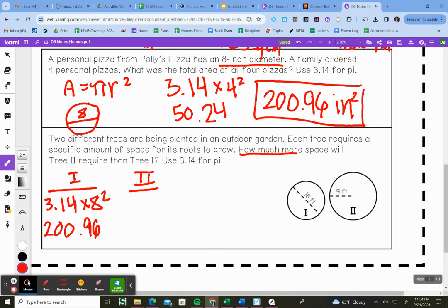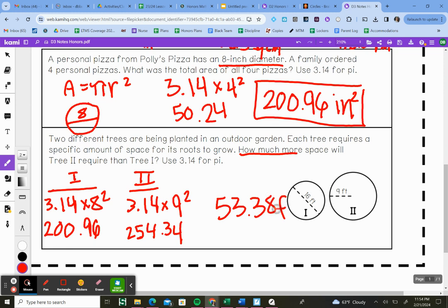Okay. Tree 2, 3.14 times 9 squared. So 3.14 times 81, that would be 254.34. And then I'm just going to take that minus 200.96. And I got 53.38. That would be feet squared, or square feet.